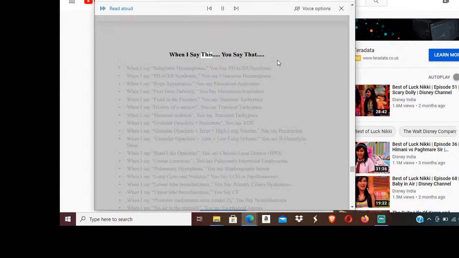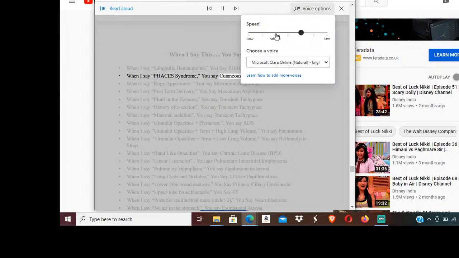When I say this, you say that. When I say subglottic hemangioma, you say PHACES syndrome. When I say PHACES syndrome, you say cutaneous hemangioma. When I say ropey appearance, you say meconium aspiration. When I say post-term delivery, you say meconium aspiration.